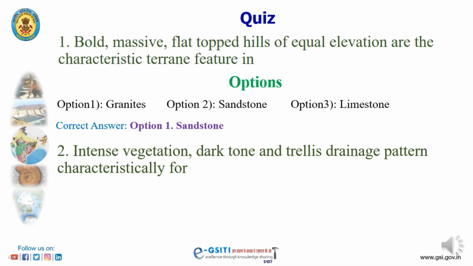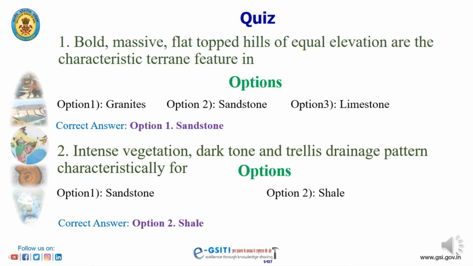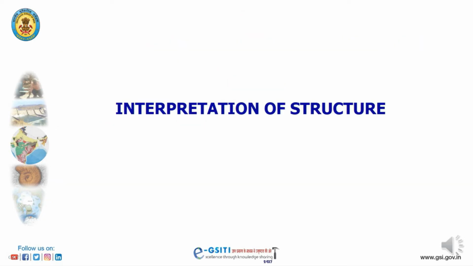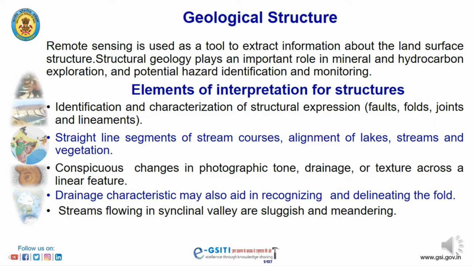Question number 2. Intense vegetation, dark tone and trellis drainage pattern are characteristic of which option? Option number 1 sandstone, option number 2 shale. What is the answer? Option number 2 shale.